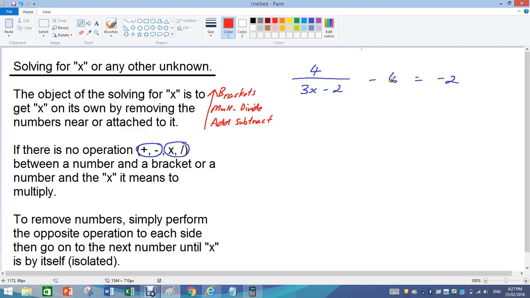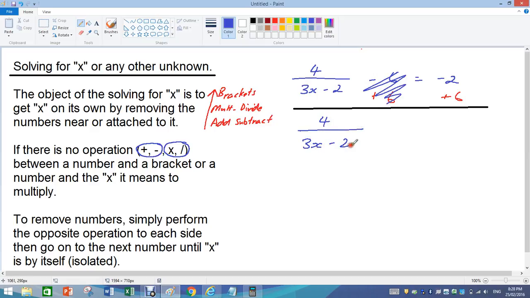First step, need to remove the minus 6 by doing plus 6. Minus 6 plus 6 is 0. The left side is now just 4 divided by 3x minus 2 equals the right side, minus 2 plus 6. Again, use your calculator if you want, but that's 4. Next.